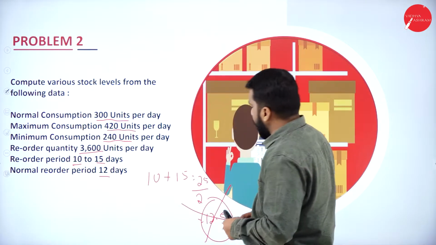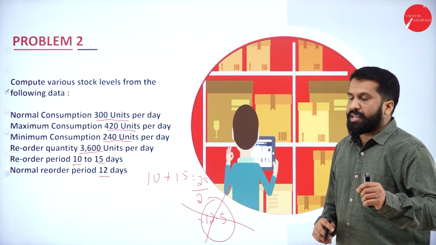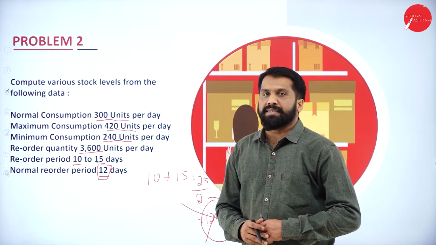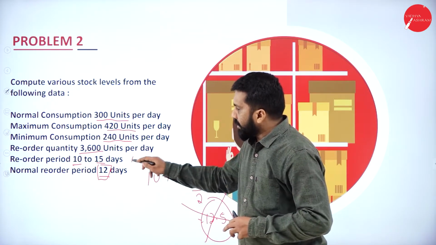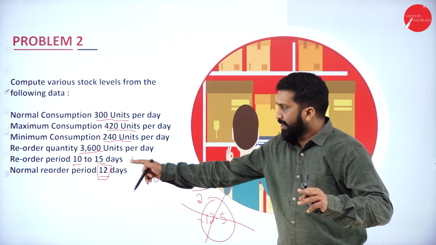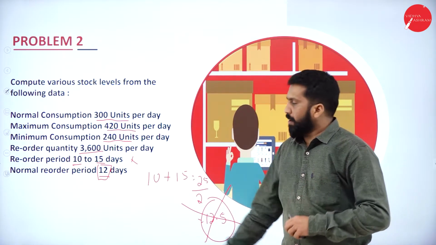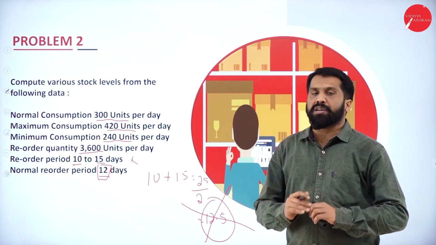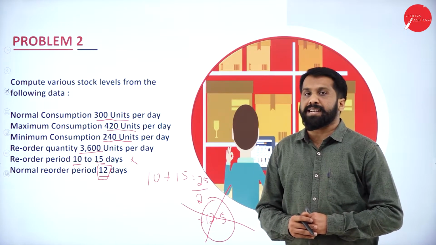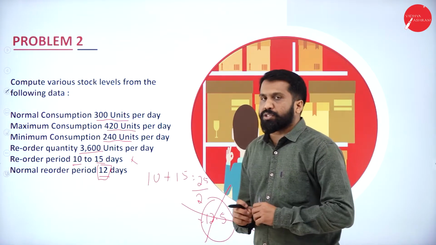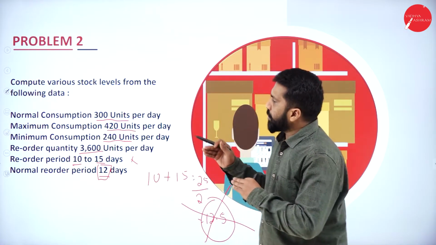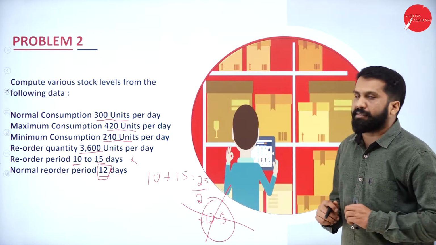Now this is not required. Why? Because in the question paper they have only given it as 12 days. If it is given, this calculation is not required. Minimum reorder period is 10, maximum reorder period is 15, and the normal reorder period we should consider as 12. If it is given in the question, the extra calculation part is not required. So this information is available.